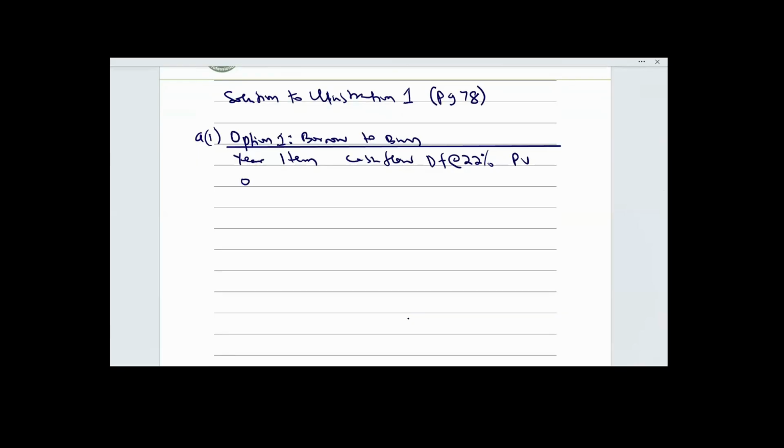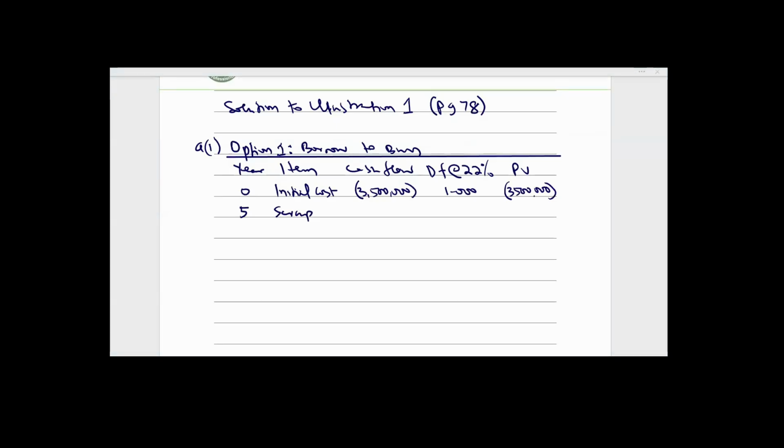So year zero, the initial cost of the machine is 3.5 million naira, multiplied by 1, 3.5 million. Then there is no tax saved on capital allowance since you are not given capital allowance rates. So the second cash flow here will be the scrap value. Either the examiner calls it scrap value or trading value or salvage value. It was called salvage value. So use the name the examiner has used for you: salvage value, 500,000 naira. It's a cash inflow.